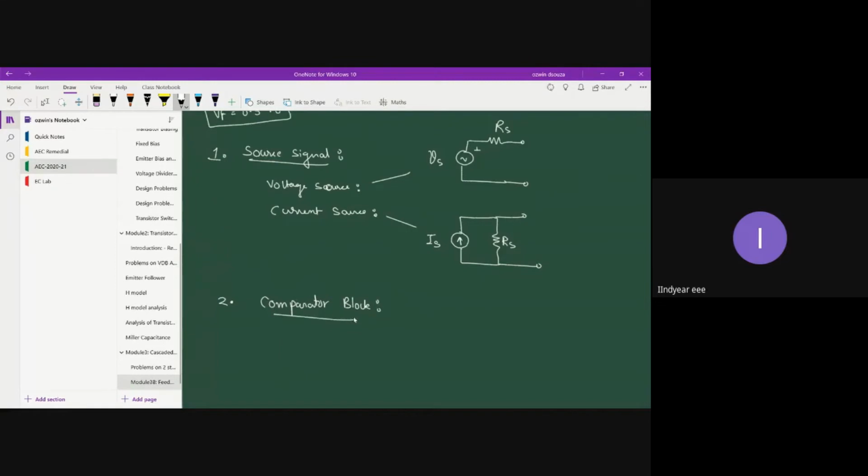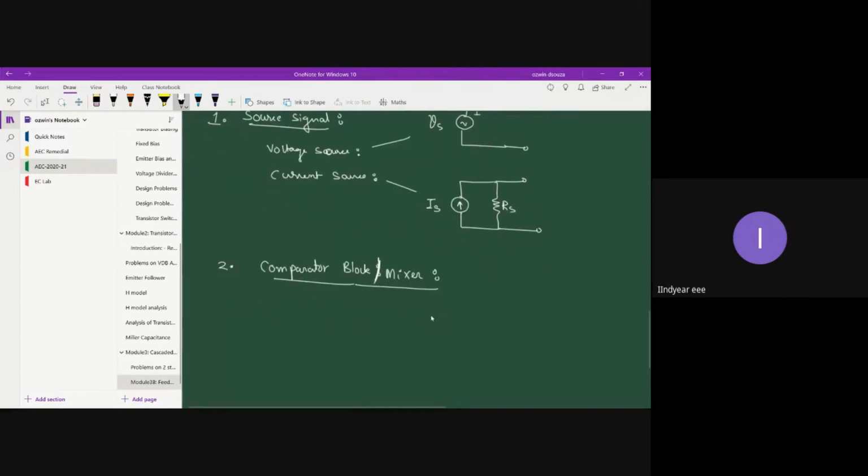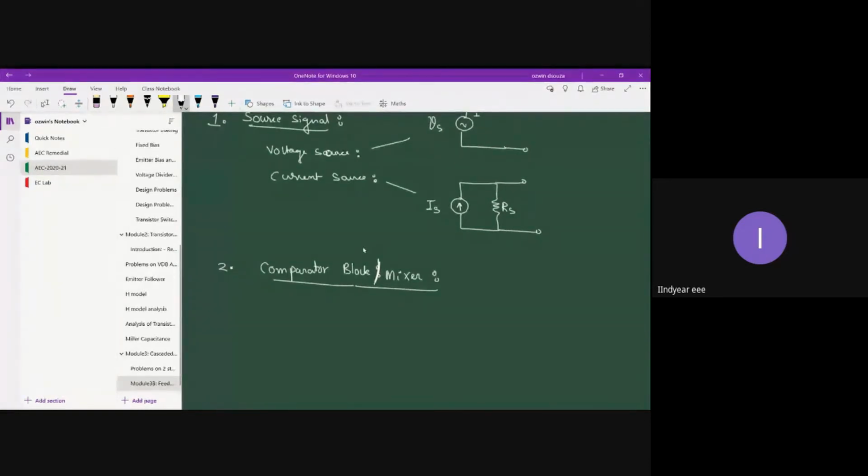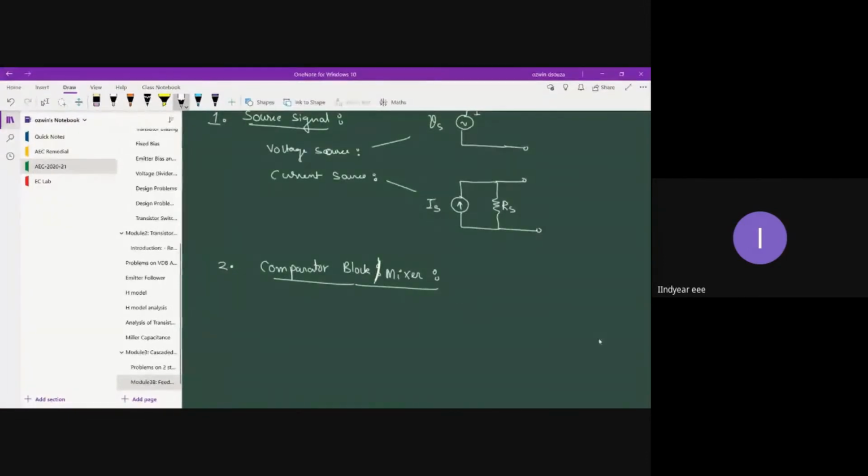What do you mean by a comparator or a mixer? Mixer or comparator is basically a device which compares two or more signals and gives one output. The basic example for a comparator is an op-amp. An op-amp has two input terminals, non-inverting input and inverting input.